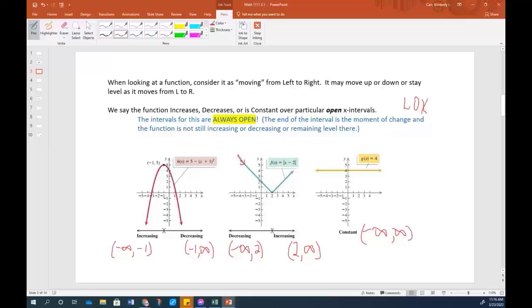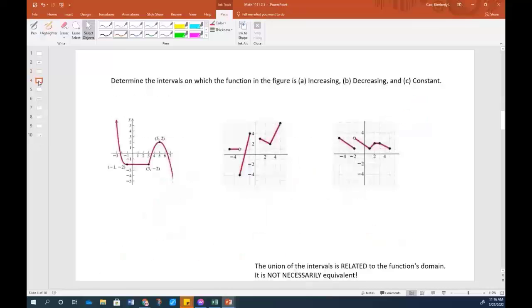Okay, so that's how our answers are going to look. This is like your instructions will say on your homework. Determine the intervals on which the function is increasing, decreasing, and constant. Increasing, decreasing, and constant for each one of these.